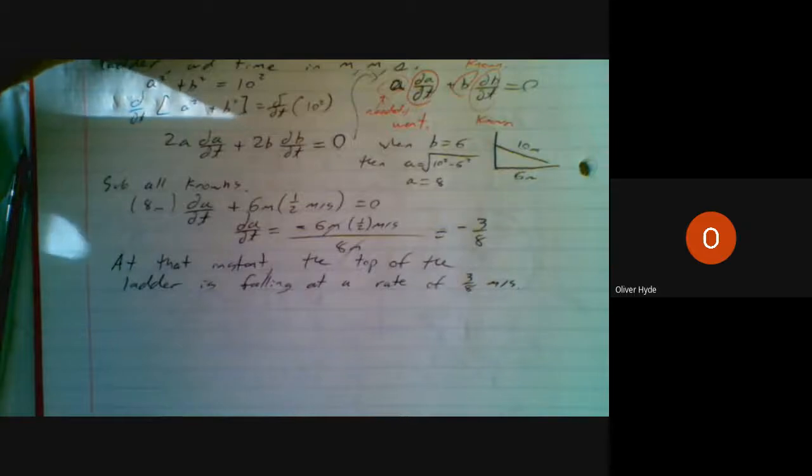You don't need to repeat the entire question, when the base of the ladder is 6 meters away, but I want you to recognize that you've discovered right here that this rate of change is not constant. It changes based on how fast the base is moving away and what these distances are as well. Okay.